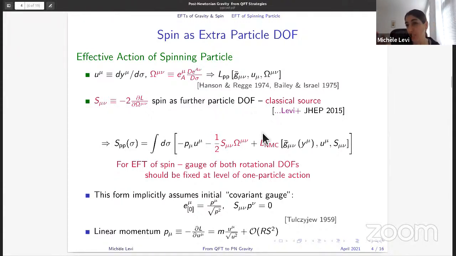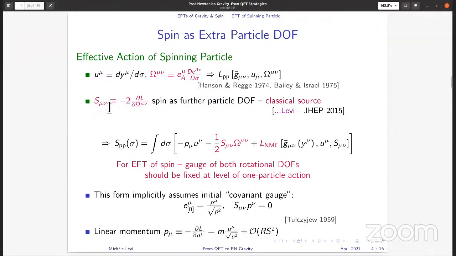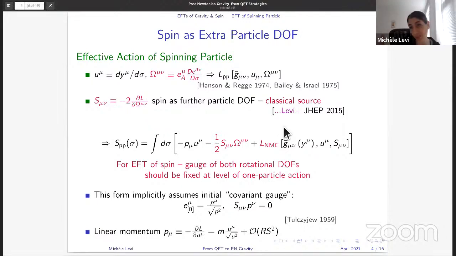And it actually meshes well with the EFT point of view, in the sense that we consider the spin as a classical source on the worldline, just like we consider the point mass, for example.